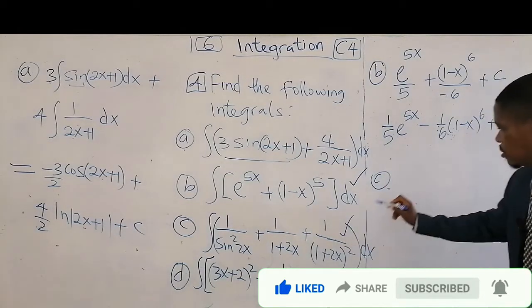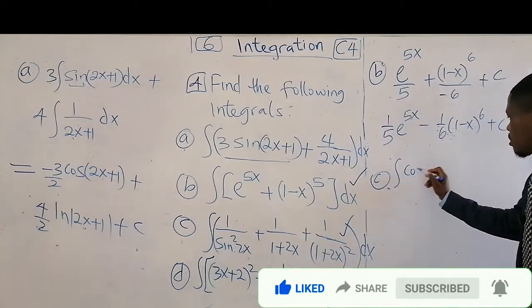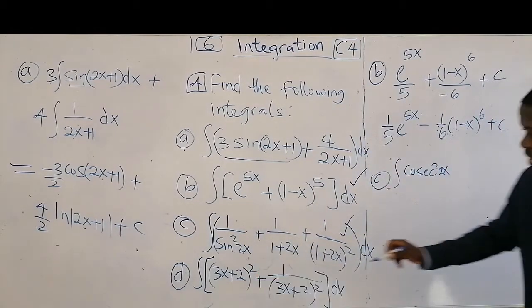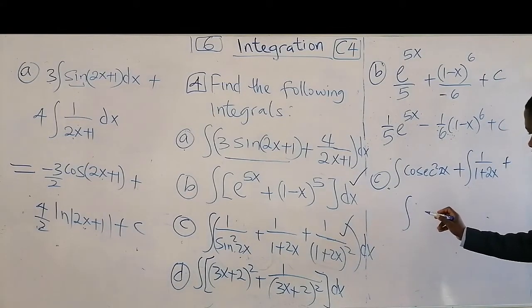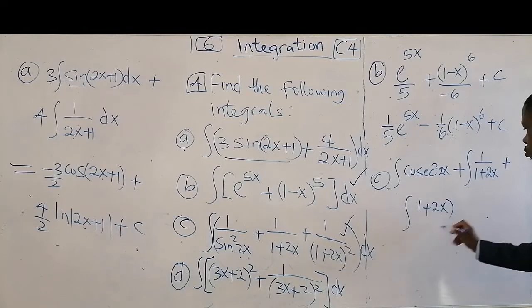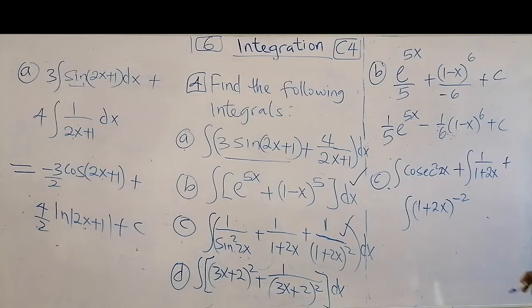Then the third one. This will be the integral of 1 over this function, that will be cosec squared 2x. Then plus the integral of 1 over (1 + 2x), then plus the integral of (1 + 2x) to the power minus 2. Remove this inverse, I mean the 1 over, dx. Don't forget to put the dx on each of those integrations.